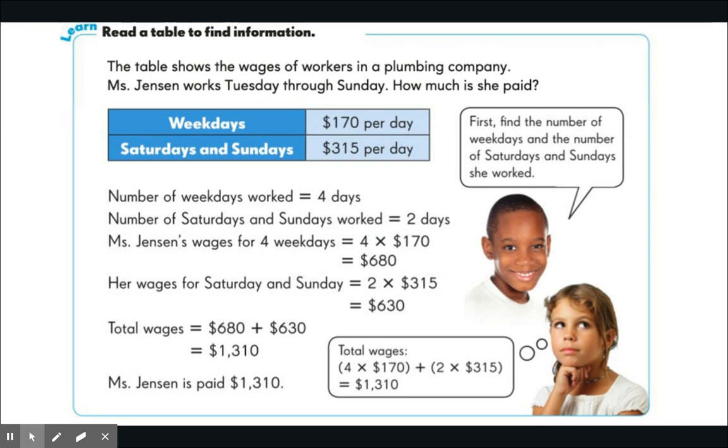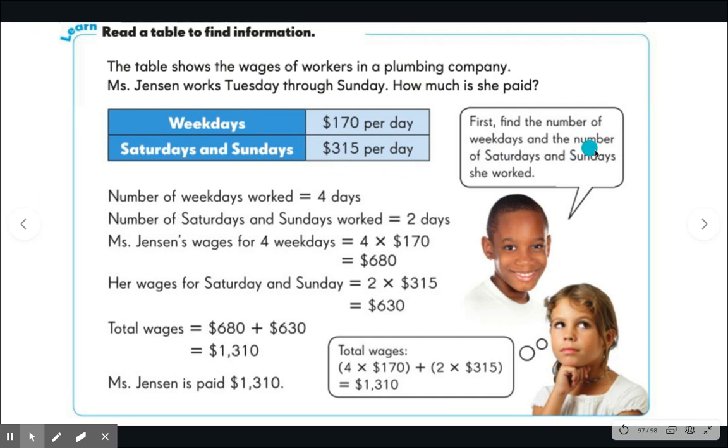You can also read a table to find information for a real-world problem. This table shows the wages of workers, and wages means how much they get paid. The wages of workers in a plumbing factory. Mrs. Jensen works Tuesday through Sunday. How much is she paid? On weekdays, she gets paid $170 per day. Saturdays and Sundays, she gets $315 per day.